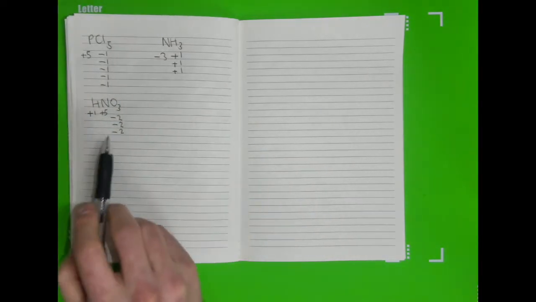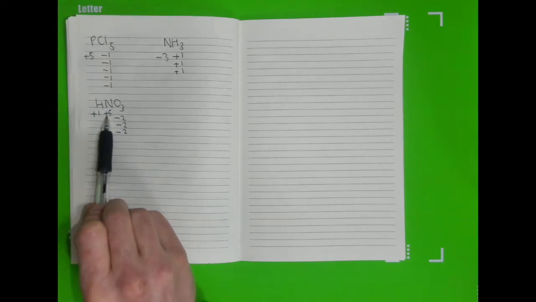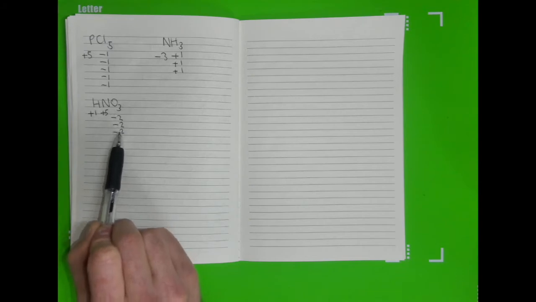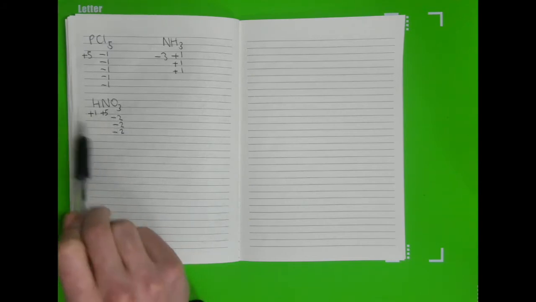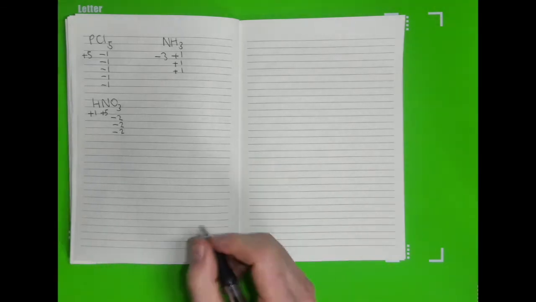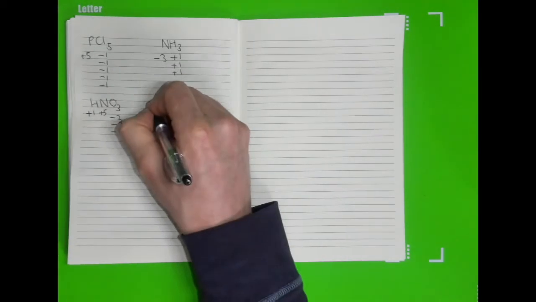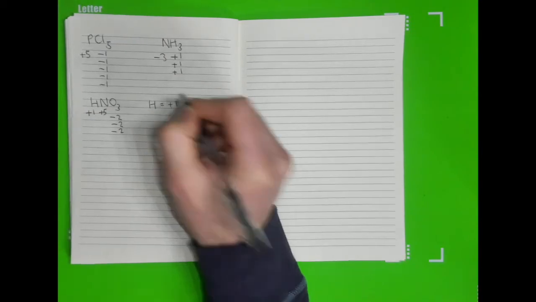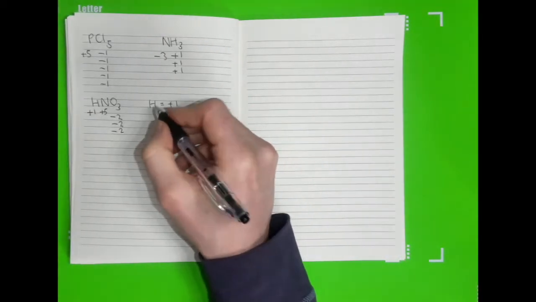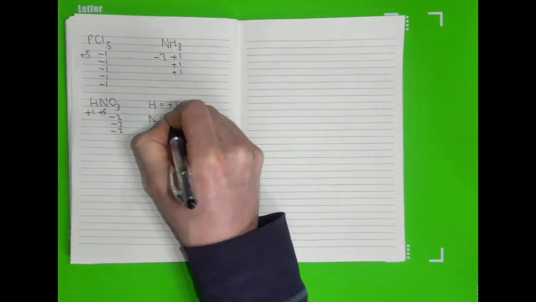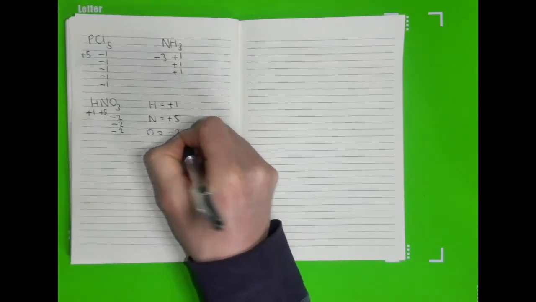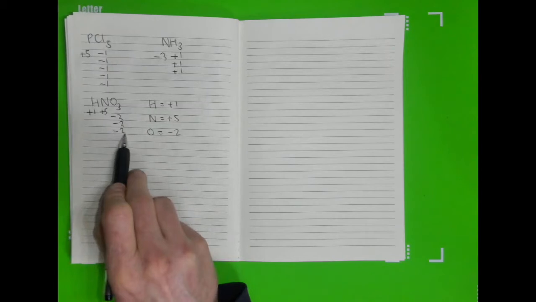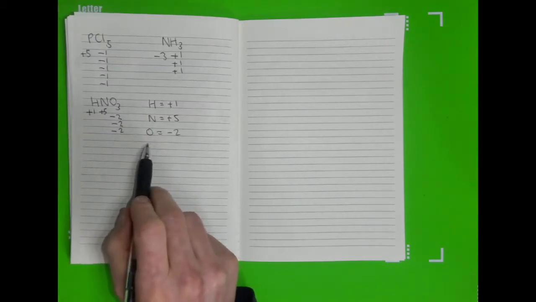Let's just do a double check first. +1 plus 5, that's +6. -2 minus 2 minus 2, that's -6. So we must have correctly assigned the oxidation states. So if you're asked in an exam, what is the oxidation state of hydrogen? You will write down +1. If you're asked what is the oxidation state of nitrogen, you'd write down +5. If you're asked what is the oxidation state of oxygen, you write down -2. You do not write down -6, you write down -2.